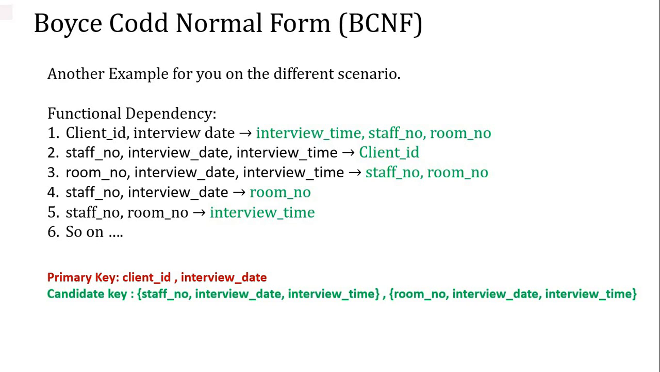Another thing is who are not following the rules. From there we have to check in the determinant side if there is any primary key or not. So in the rule number 4 and 5, in the 4, interview date is a primary key, but staff number is not a primary key or a candidate key. So we can take these as a table, that is staff number, interview date and room number as a table.